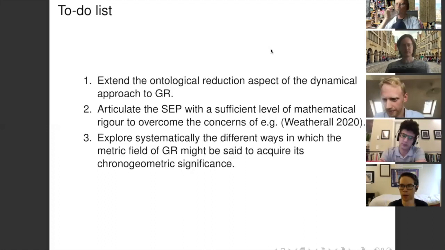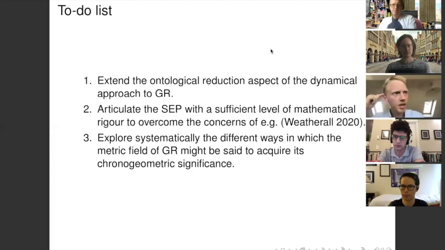I cannot get my head around the regularity notion of actually ontologically reducing the metric field, where the metric field is viewed as a thing in the world. What are we reducing that to? Just other things in the Humean mosaic?